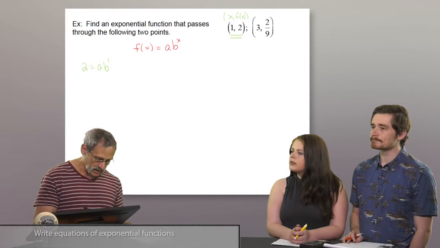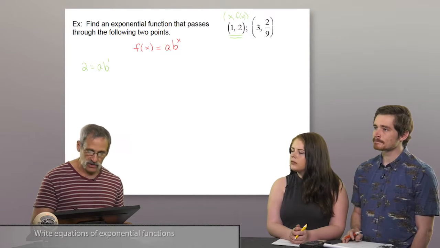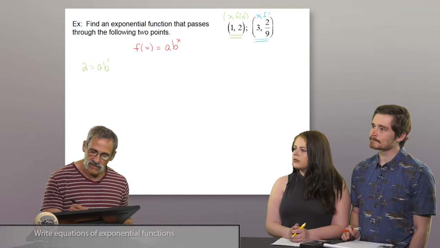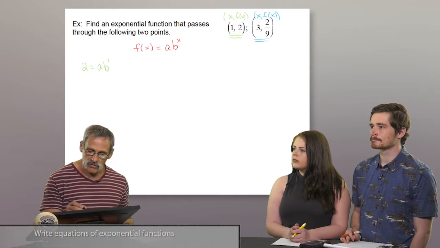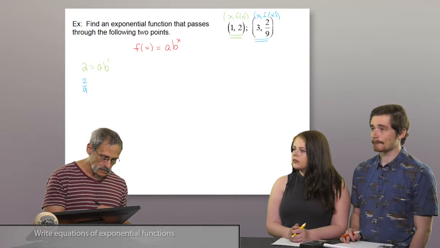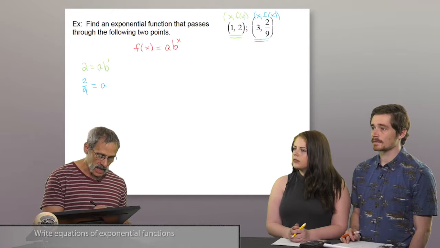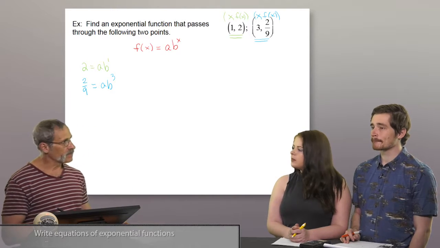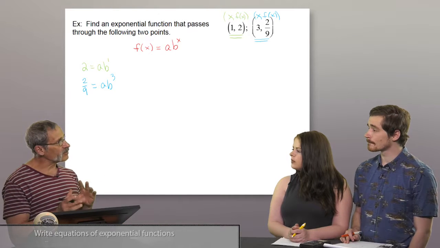Let's do the same thing. Let's go ahead and look at the second point. And again, here is x, and here is f of x. And we'll substitute in. So the output is 2/9. And that's equal to a times b to the what? To the third. Now I want to solve those 2 equations to find a and b.